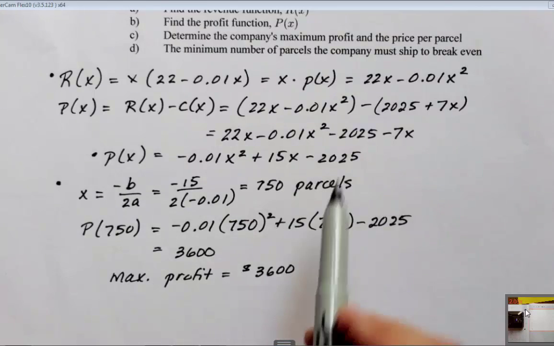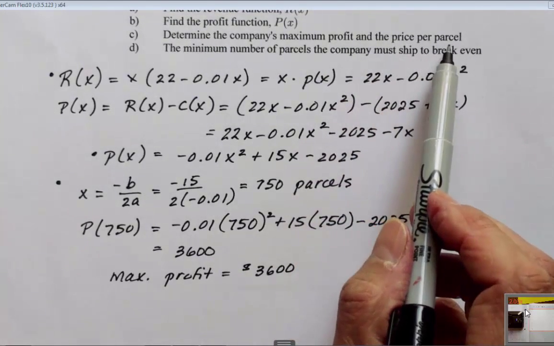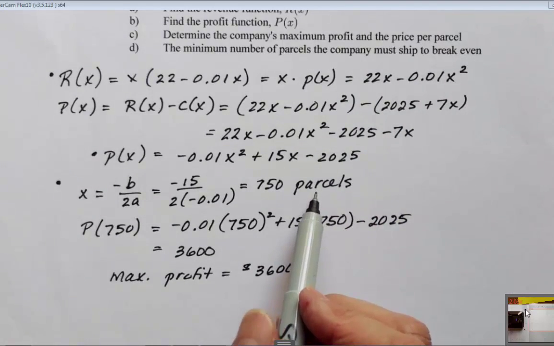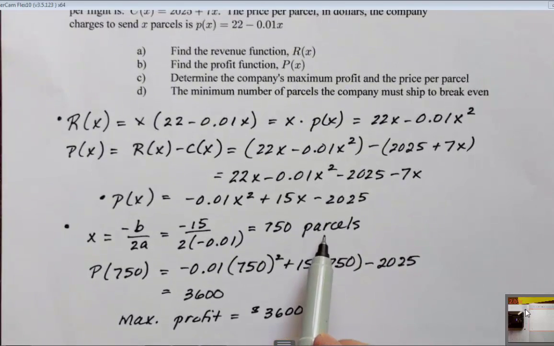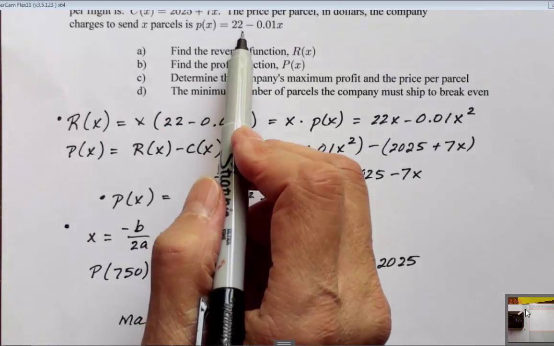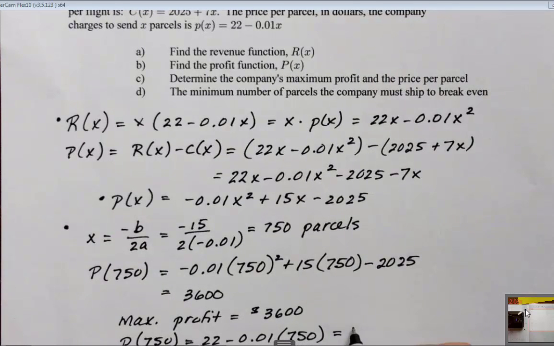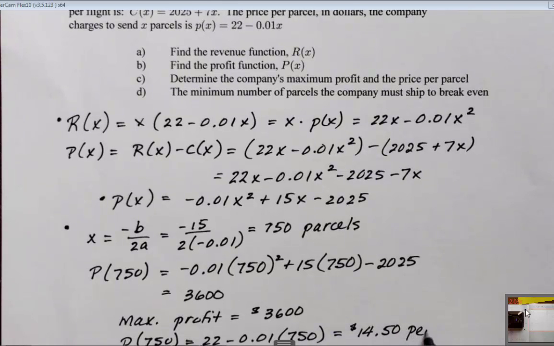And then it asks me in that same question for the price per parcel. Well, we have 750 parcels. The price per parcel is given by my price per parcel equation. So little p(750) is equal to 22 minus 0.01 times 750, which ends up giving me $14.50 per parcel.